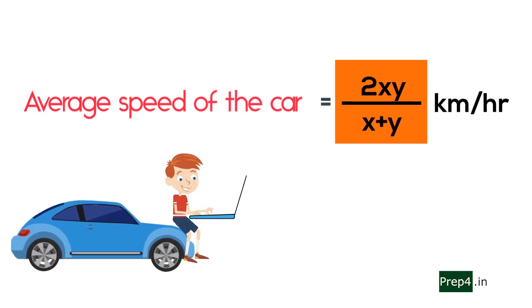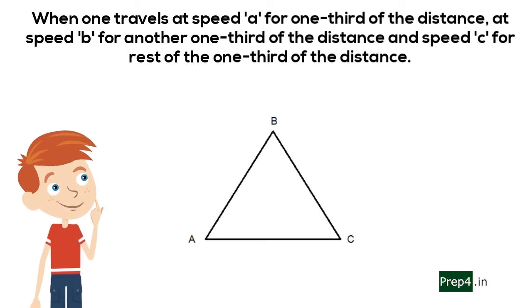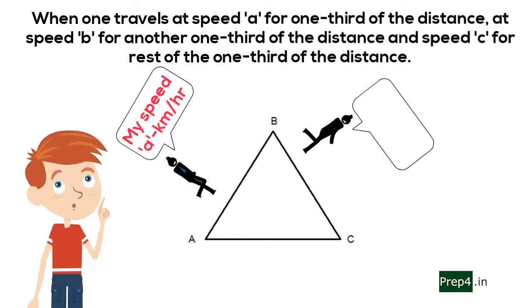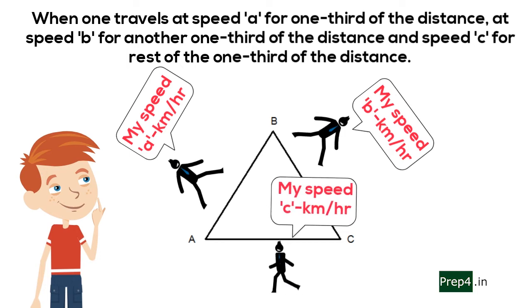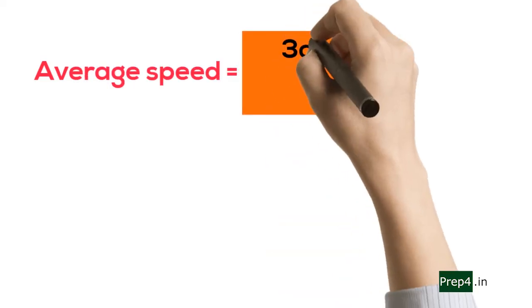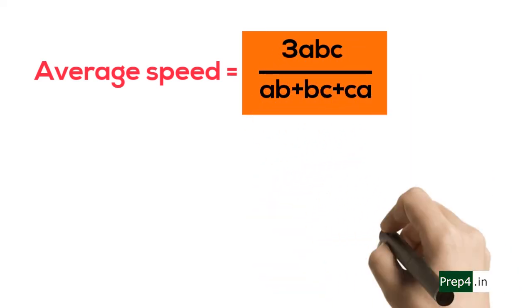Let's make it more clear. When one travels at speed A for 1/3 of the distance, at speed B for another 1/3 of the distance and speed C for the rest of the 1/3 of the distance. So it will be like A kilometer per hour, B kilometer per hour, and C kilometer per hour. So average speed is equal to 3abc divided by (ab + bc + ca).